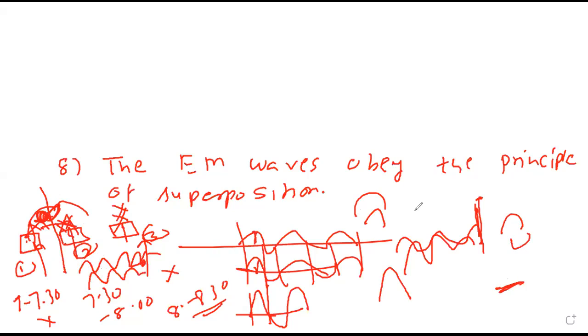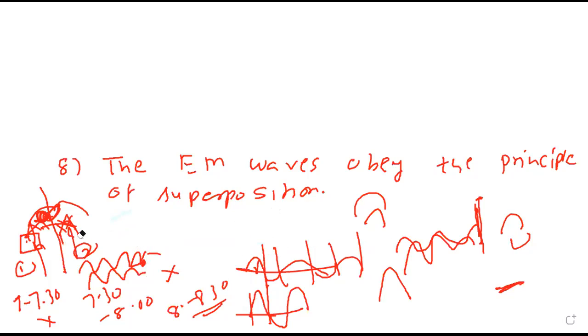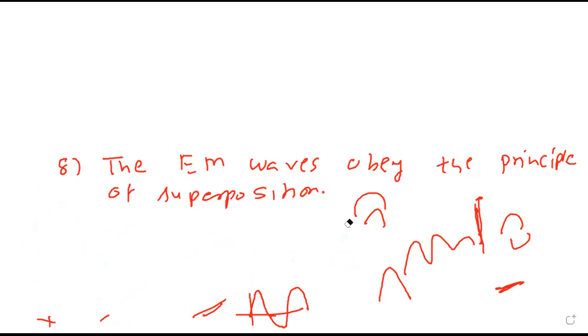8 point clear? Yes, sir. Okay, write 8 point. Electromagnetic wave obeys the principle of superposition. That means resultant is vector sum.